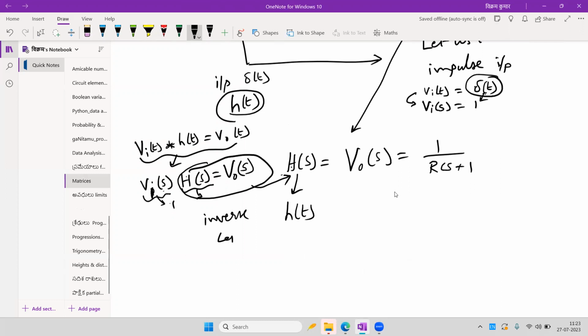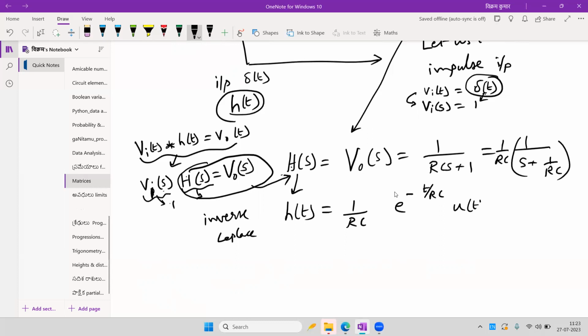How to take the inverse Laplace, that is the question. I am taking RC common outside here. So this will become (1/RC) e^(-t/RC) u(t). You can write it like this.